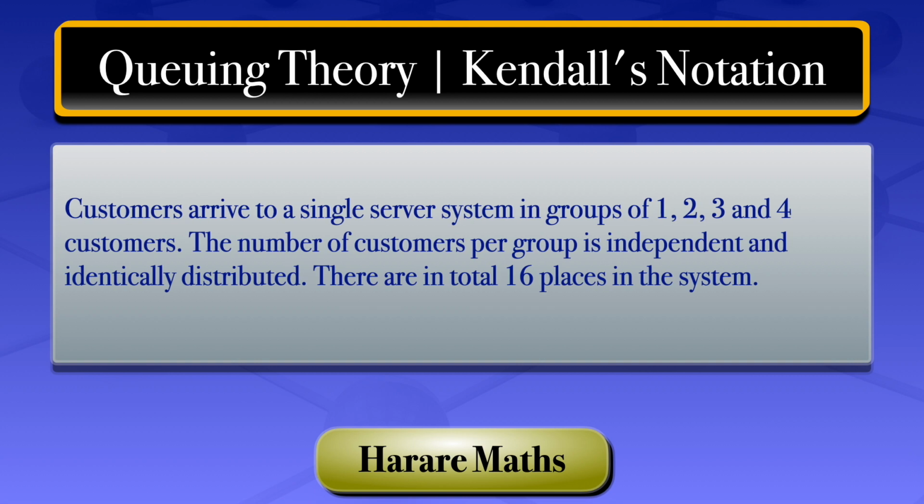Customers arrive to a single server system in groups of 1, 2, 3, and 4 customers. The number of customers per group is independent and identically distributed. There are in total 16 places in the system. In this tutorial, I am going to write down the given system using Kendall's notation.